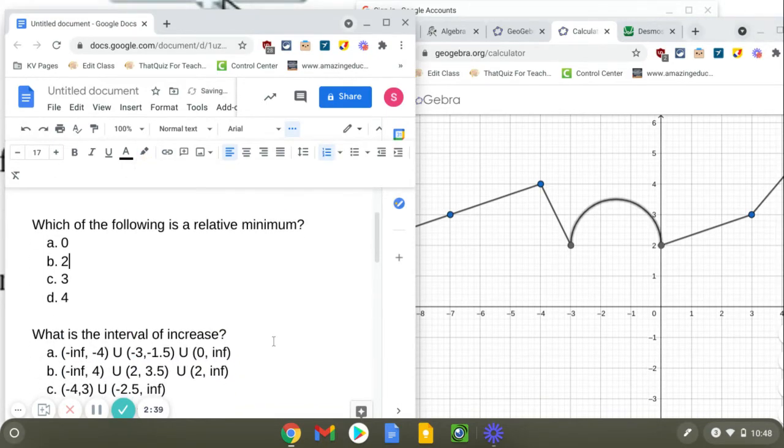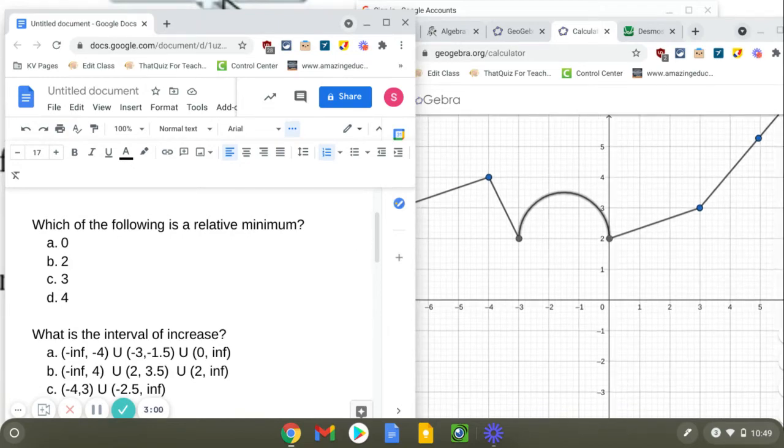All right, which of the following is a relative minimum? So turning points, those are the x values. Like -4 is a turning point. -3 is a turning point right there. But the y values at that spot, those are your relative minimums or maximums. Okay? So which of the following is a relative minimum?